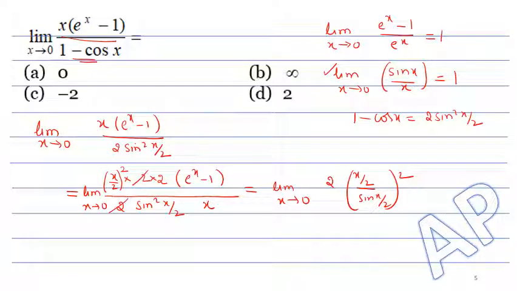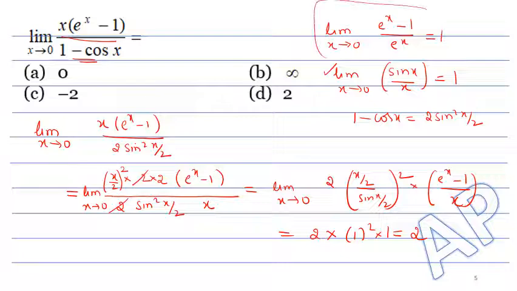I can write this as x square by 2 by x by 2 whole square by sin square x by 2 as x by 2 by sin x by 2 whole square into e to the power of x minus 1 by x. When we apply the limit, I have 2 into 1 square into 1, which is 2, because limit as x tends to 0 of x by 2 by sin x by 2 is 1, and also I have this formula: limit as x tends to 0 of e to the power of x minus 1 by x equals 1. So the answer is 2, which is option D.